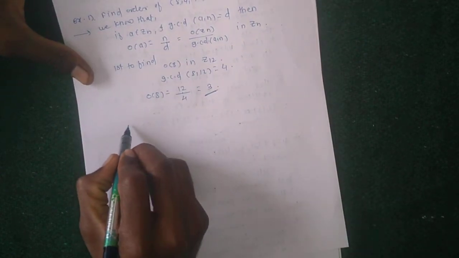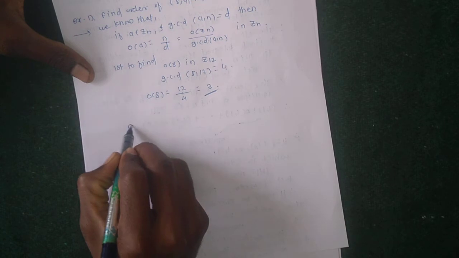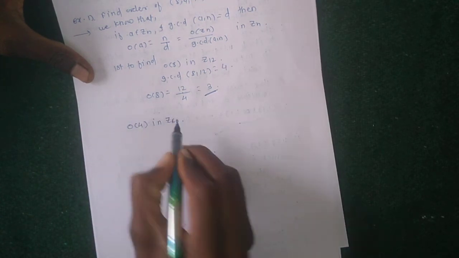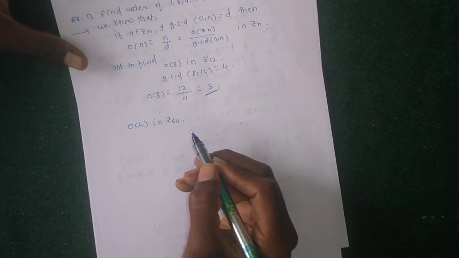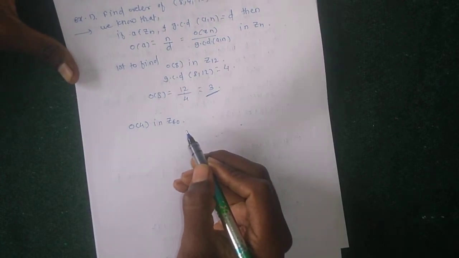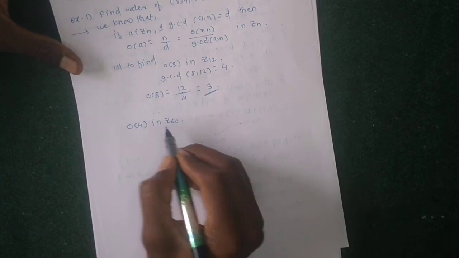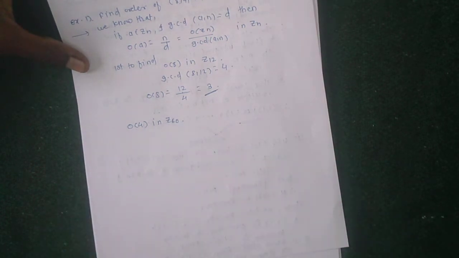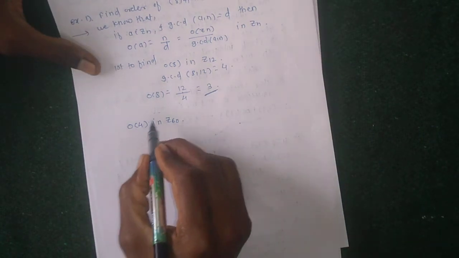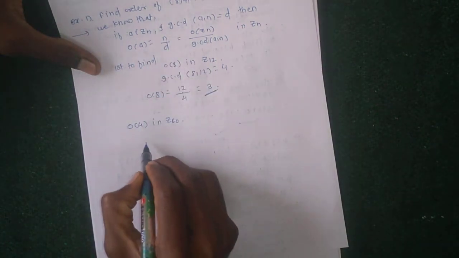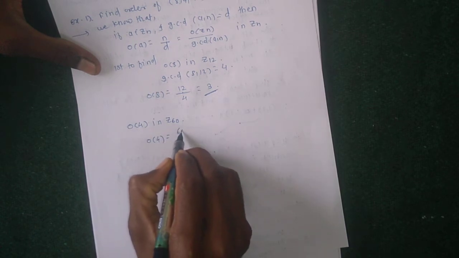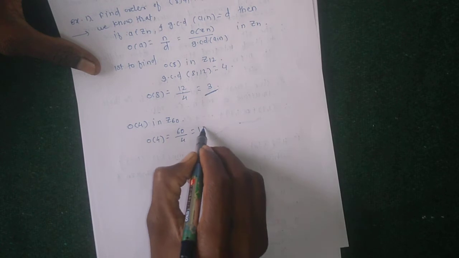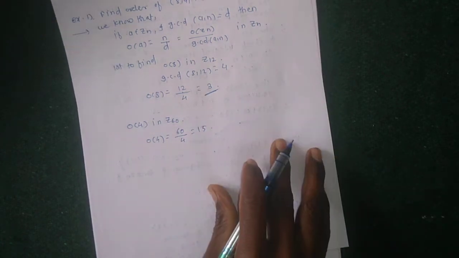Then next, the order of 4 in Z60. 15 times 4 equals 60. Using this definition, the order of 4 equals 60 divided by GCD of 60 and 4, which is 4, and so the order is 15.